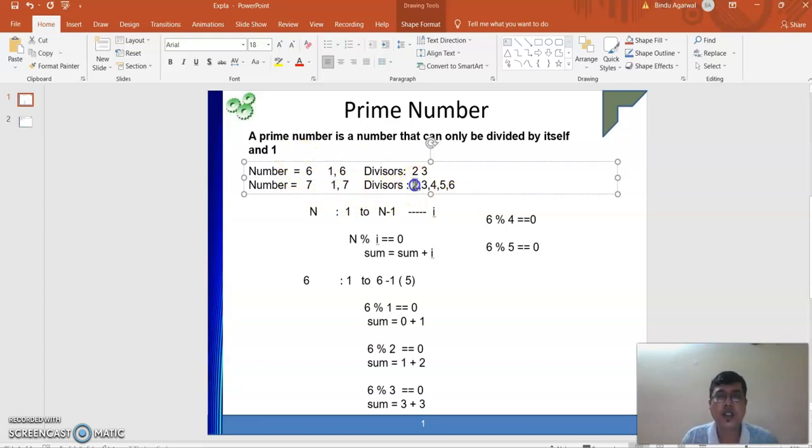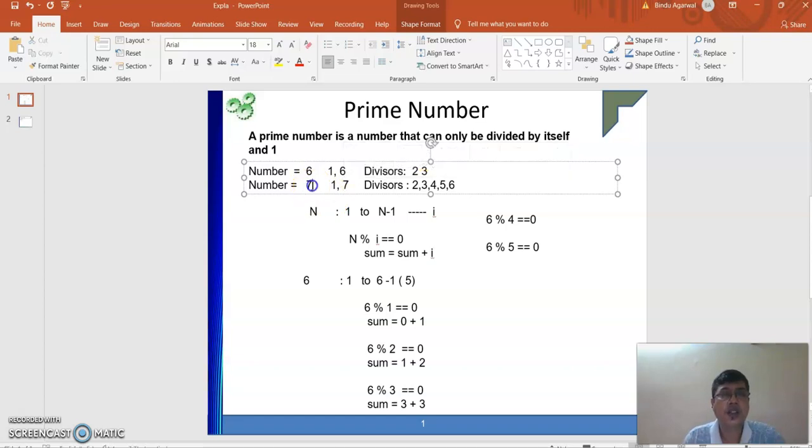If you divide 7 by 2, you get a remainder 1. If you divide 7 by 3, you also get a remainder 1. Dividing 7 by 4 gives a remainder 3. Dividing 7 by 5 gives a remainder 2. Dividing 7 by 6 gives a remainder 1. So it is not divisible by 2, nor 3, nor 4, nor 5, nor 6. We only have 1 and 7, so only two divisors.